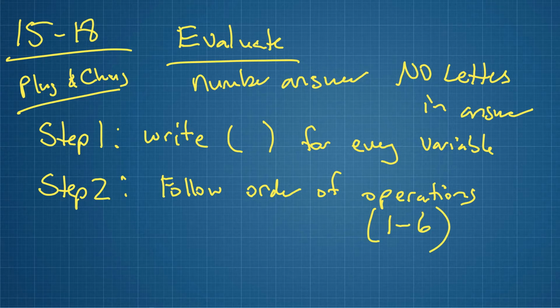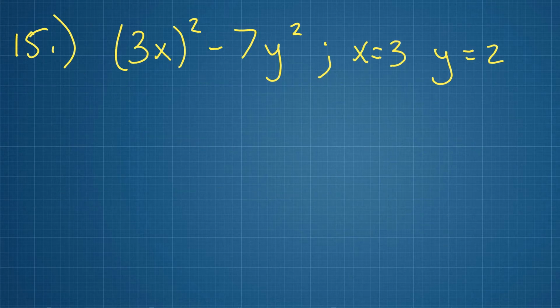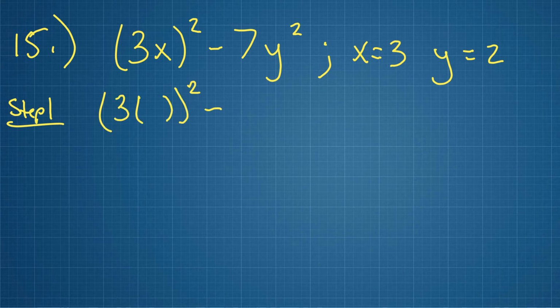So it's going to look a lot like 1 through 6. Alright, so 15, I have 3x squared minus 7y squared. Remember, it's the whole quantity 3x squared. That's in parentheses. That's important. If x is 3 and y is 2. So step 1, I'm going to rewrite everything wherever I see a letter, I'm going to put an empty set of parentheses. Boom, empty set of parentheses instead of x. I still put everything else exactly the same.